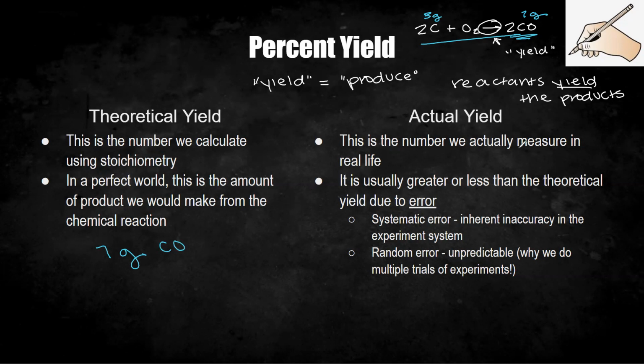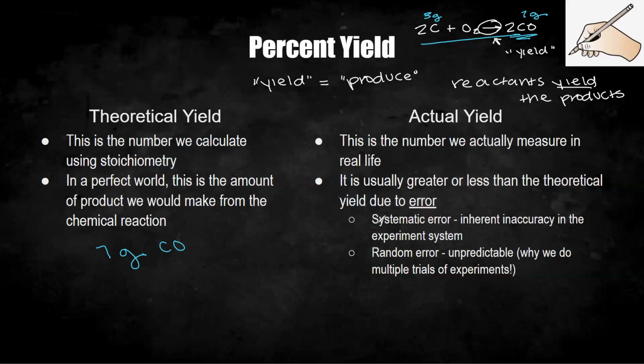Now, it's pretty unlikely that we would actually produce our theoretical yield when we're actually performing this in a chemical lab setting. Now, I really hope that we are not going to be producing carbon monoxide because that is a very harmful gas. But if we were, the actual yield is the number we actually would measure after our reaction in real life. It is usually not the same as our theoretical yield. It's usually greater or less than the theoretical yield due to something called error.